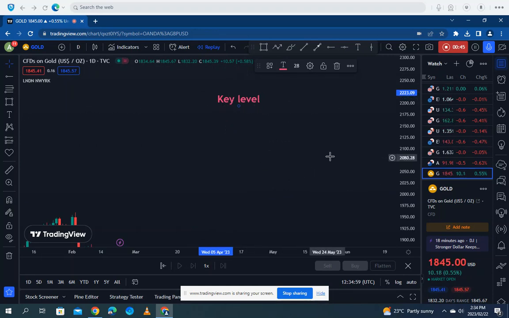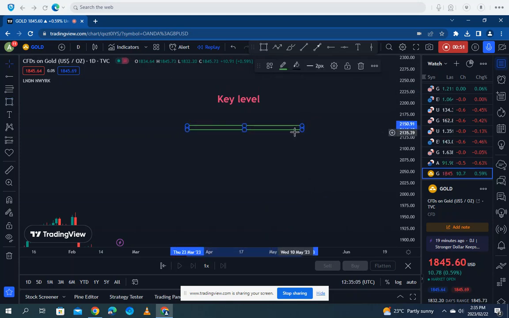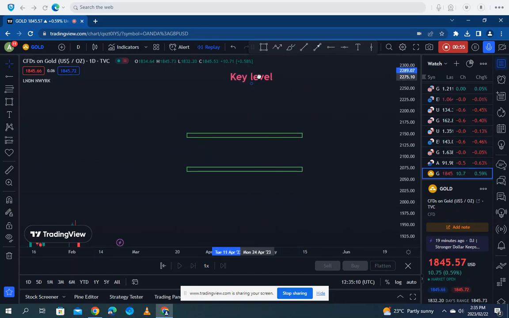But essentially, just to recap, we've explained that we have two types of traders in price action trading. We have what we call key level traders and trend traders. So this strategy is going to be focused on key level traders. What we're going to be doing essentially is just trading the key levels.